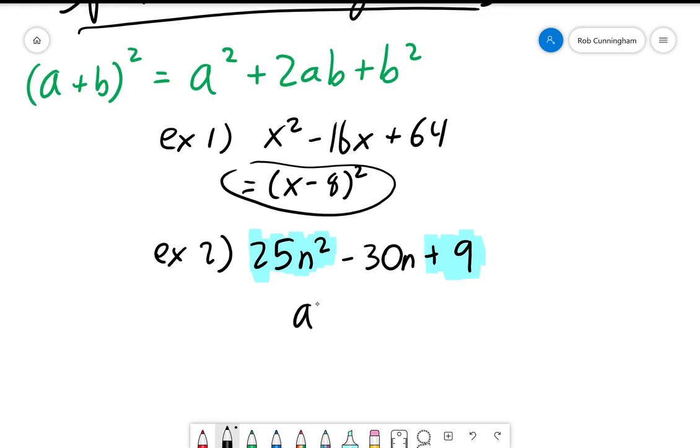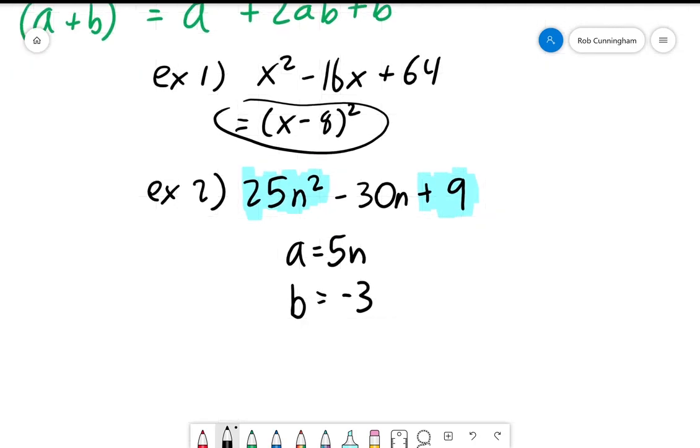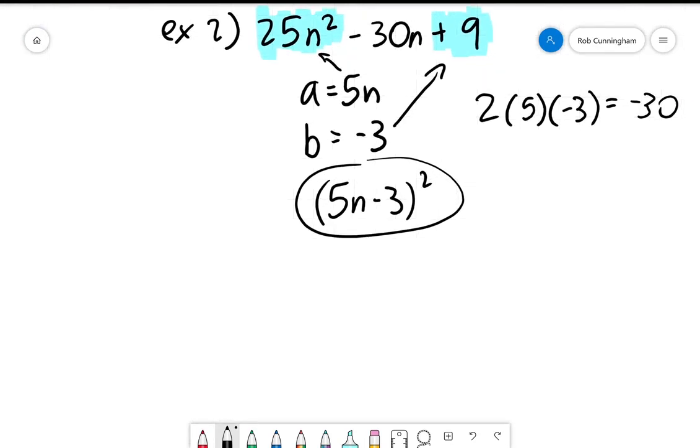If it is, A would be 5n and B would be negative 3, right? Because 5n squared is 25n squared, and negative 3 squared would be positive 9, and 2 times A times B does indeed equal negative 30. Our answer is 5n minus 3 squared. Now that one we totally could have solved the usual way that I taught you a couple of videos ago, but this is another good way of going about it. Let's try one more example.